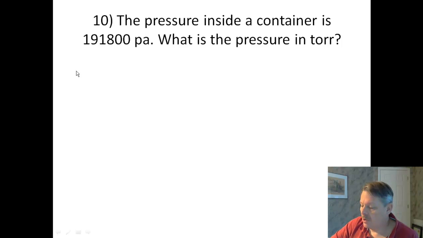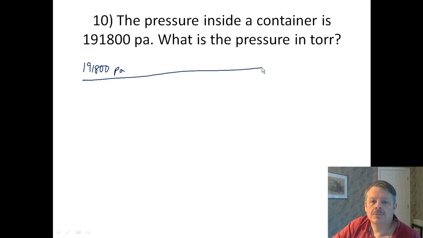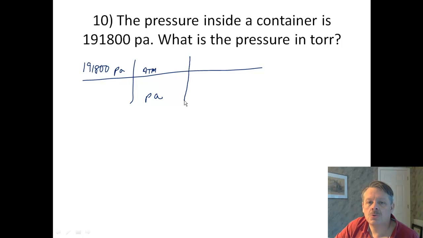I start with 191,800 pascals. Let's see, there are 101,000 pascals in an atmosphere, so this is about 2 atmospheres. And so since torr is 760, it's going to be about 1,400 as a ballpark. All right, so let's see what happens. I go from pascals to atmospheres, because I can't go directly to torr. And then from atmospheres, I go to torr.